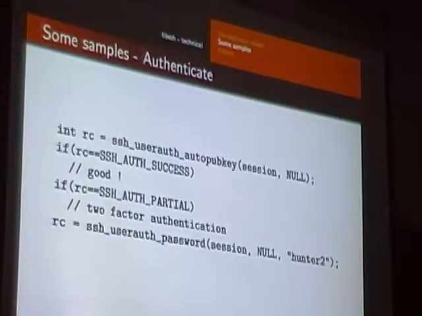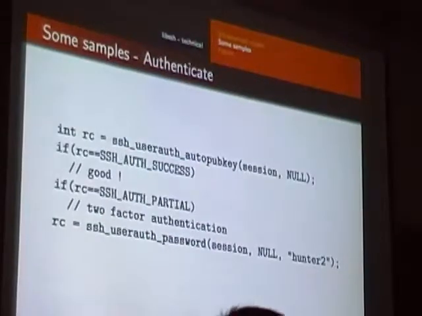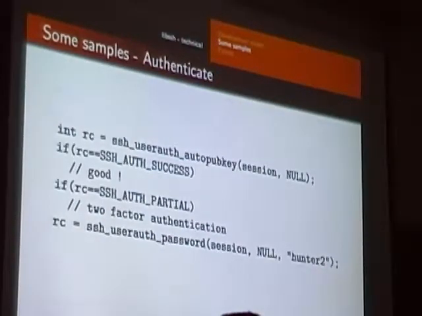Okay, now you need to authenticate. There is an interesting function that does everything for you: user auth autopubkey, which simply tries all the public keys in the repository and will try to connect using them. If you still need to connect using a password, there is a straightforward password authentication function. But of course, there are a lot more. I will hurry. There are a lot of other functions for lower level authentication.